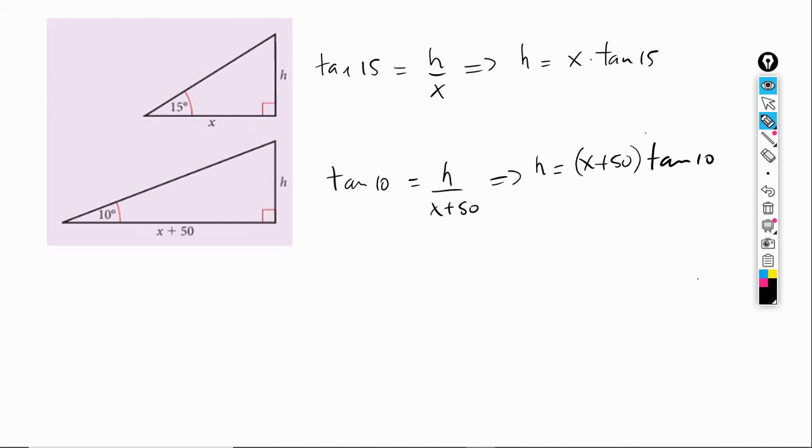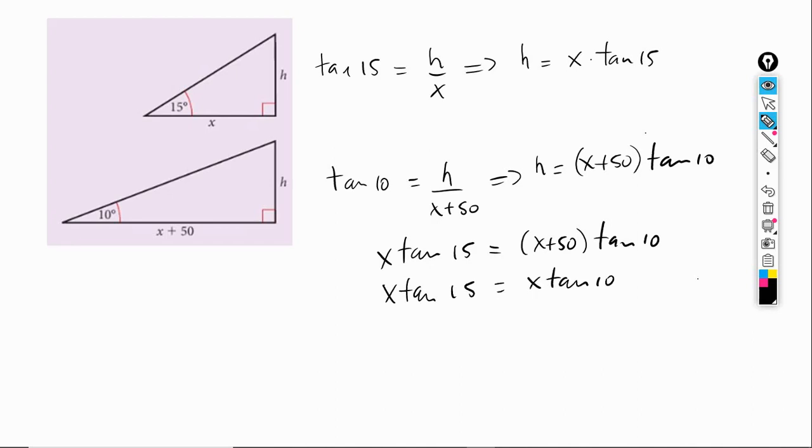We do know as a fact that x tangent of 15 must equal (x + 50) times tangent of 10. That's because these two also equal h, so they have to be equal. So let's solve for x. Notice then that we can rewrite this as x tangent of 15 is equal to x tangent of 10 plus 50 tangent of 10.